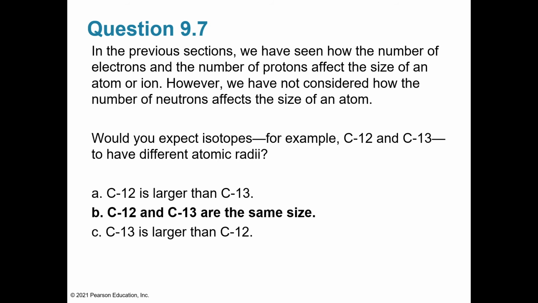Again, if we go down a column, then the orbitals will get larger and larger. If we move from left to right, the number of protons will increase, but the number of core electrons will stay the same. And because of that, the radius would decrease as we move from left to right.